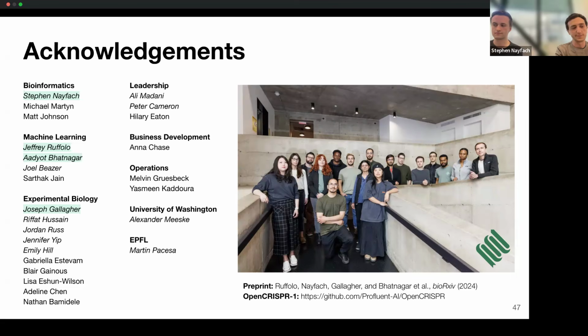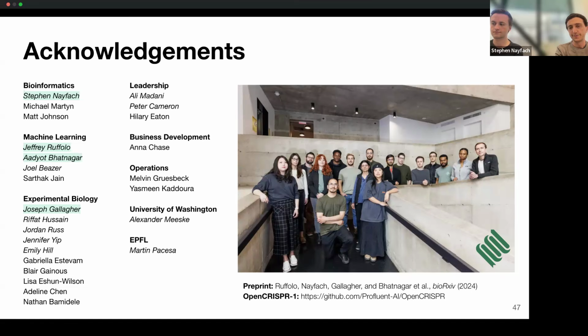All right, thanks. Next question from Dylan. Did you look at off-target rates across your generated guide RNAs? Yes, we did, and found that for OpenCRISPR-1, at a set of 15 off-target sites, OpenCRISPR-1 had a 95% reduction in off-target rates.